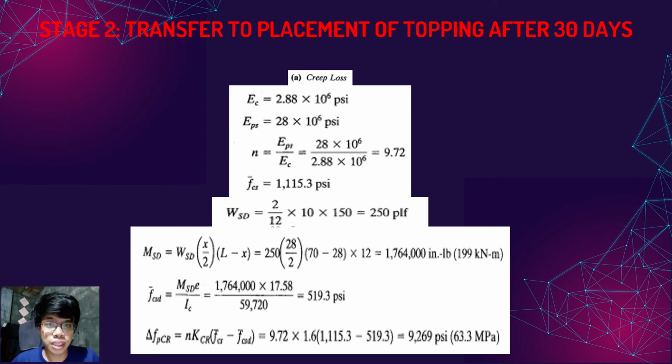We have to solve for this stage, first, the creep loss. So we know that the modulus of elasticity of the concrete is 2.88 times 10 raised to 6 psi. And the modulus of elasticity of the pre-stressing strand is 28 times 10 raised to 6 psi. So using those values, you could get the modular ratio. Our modular ratio will become 9.72. And solving for FCS bar from the previous stage, our FCS bar is 1,115.3 PSI.